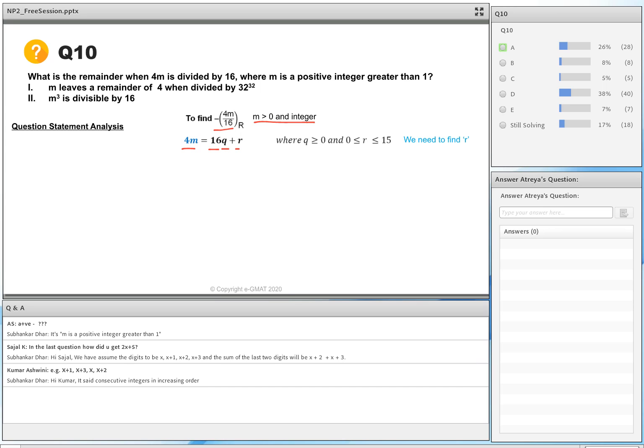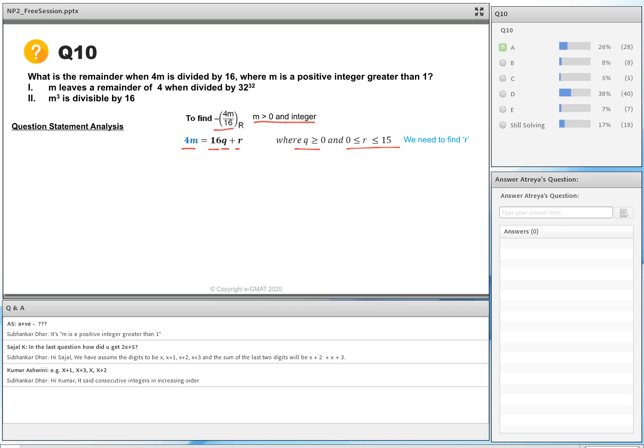We need to keep in mind that the quotient is a non-negative integer and the remainder lies between 0 and 15, both included. It also has to be less than the divisor here, which is 16. So the value of r needs to be between 0 and 15, both included, right? So this is the question statement's analysis.